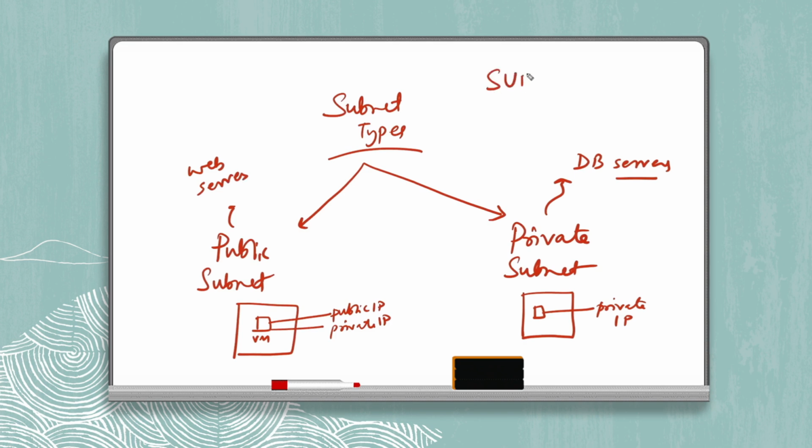When you are creating the subnet, at that point of time, you should make a decision whether you want to make the subnet public or private, because you cannot change it at a later point of time. So while creation of a subnet, just decide whether you require public or private.